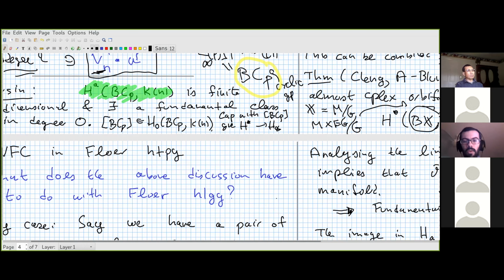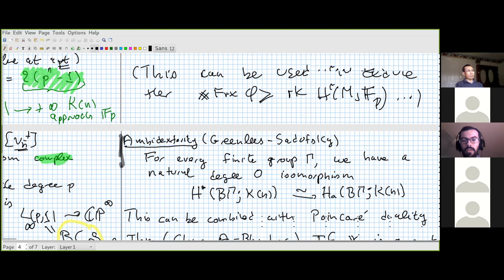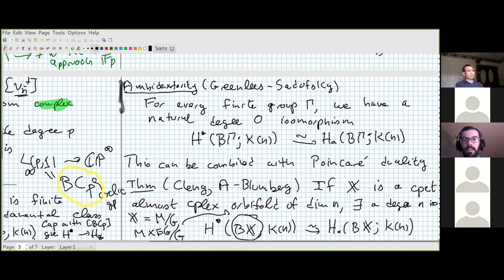Just to clear up what Greenlees and Sadofsky proved, in the mid-90s: if you take any finite group, then the classifying space of the finite group has a fundamental class in Morava K-theory, which basically means there is a natural isomorphism, which is given by cap.